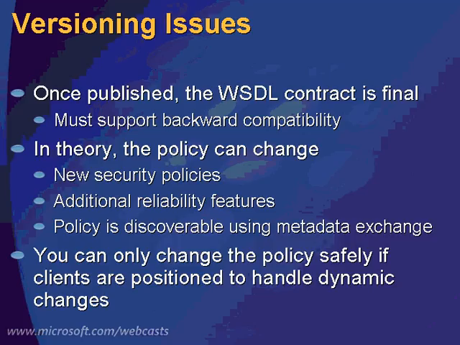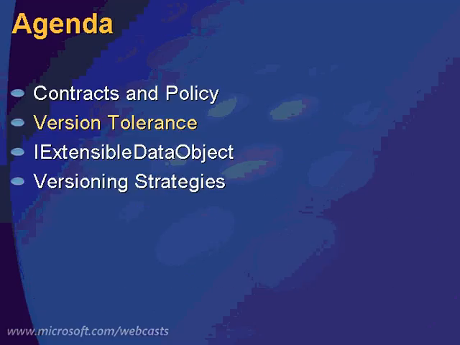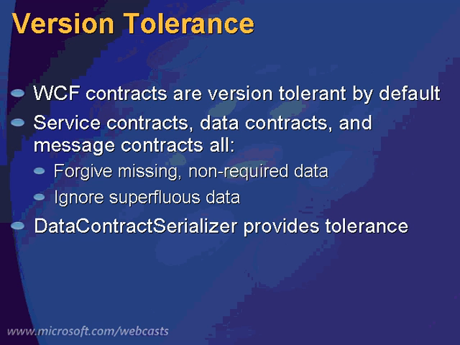That's the theme of this webcast: we want to make sure that we handle changes in a graceful way. The first thing we want to talk about there is version tolerance. WCF contracts, which include service contracts, data contracts, message contracts, and so on, are version tolerant by default. What that means is that if a client sends extra data, the service model, which is WCF, will ignore the extra XML elements that came across the wire and just throw them away.